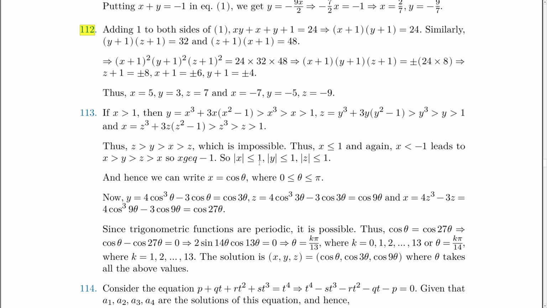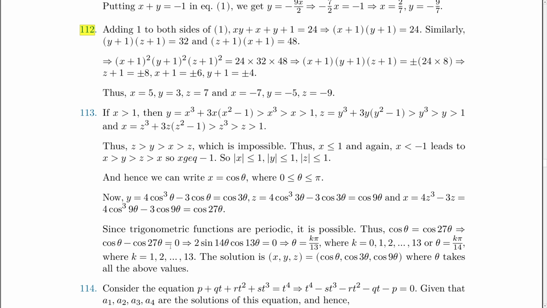Now, once we have determined that modulus is less than 1, we can write x is equal to cos theta to get ourselves a nice trigonometric function. Y is equal to 4 cos cubed theta minus 3 cos theta, that is cos 3 theta. And then z becomes cos 9 theta and x becomes cos 27 theta. So since trigonometric functions are periodic, it is possible that cos theta is equal to cos 27 theta. That is cos theta minus cos 27 theta is equal to 0.